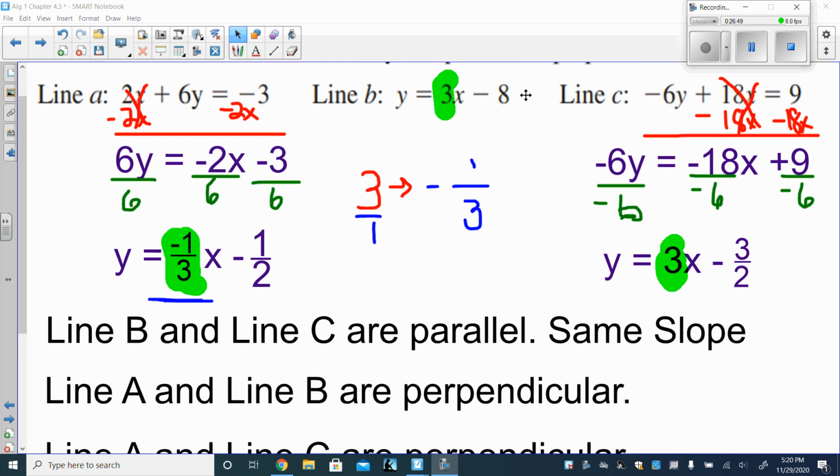Now, I was planning on moving on from this, but I'm going to stop here to make this a little bit easier. So this will be the end of 4.32, talking about parallel and perpendicular. What we're going to do tomorrow is continue on with perpendicular and finding the equation of a line that is perpendicular to a given line. So we'll do that tomorrow, and there will be an assignment attached to that.